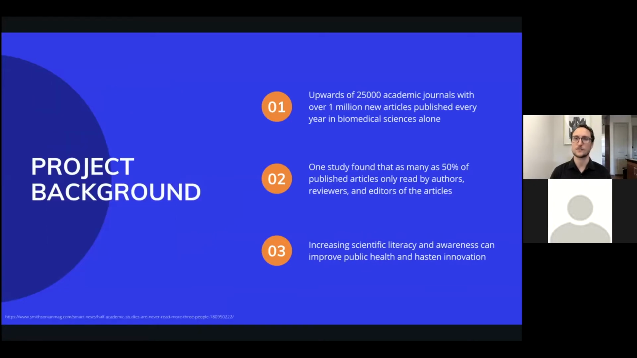There are upwards of 25,000, probably closer to 30 or 40,000 different academic journals, and in the biomedical sciences alone, there are now over 1 million new articles published every year, meaning 2 every single minute. One study found that as many as 50% of published articles are only ever read by the authors, reviewers, and editors of the articles, meaning no one else is reading them. And we know that increasing scientific literacy and awareness can improve public health and really hasten innovation.